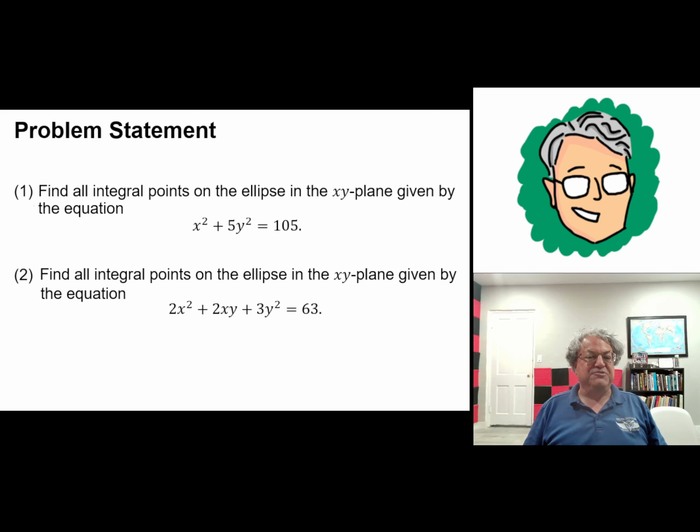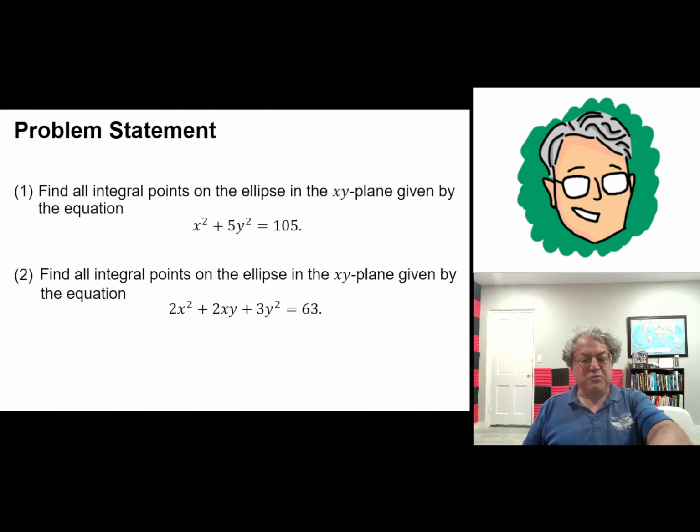This ellipse is tilted, it turns out. The xy term means that the major and minor axes of the ellipse are not aligned with the x and y axes, they're rotated. And we'll see that when we solve this problem. But anyway, in both of these cases, I'm asking for the integral points on each of these ellipses.